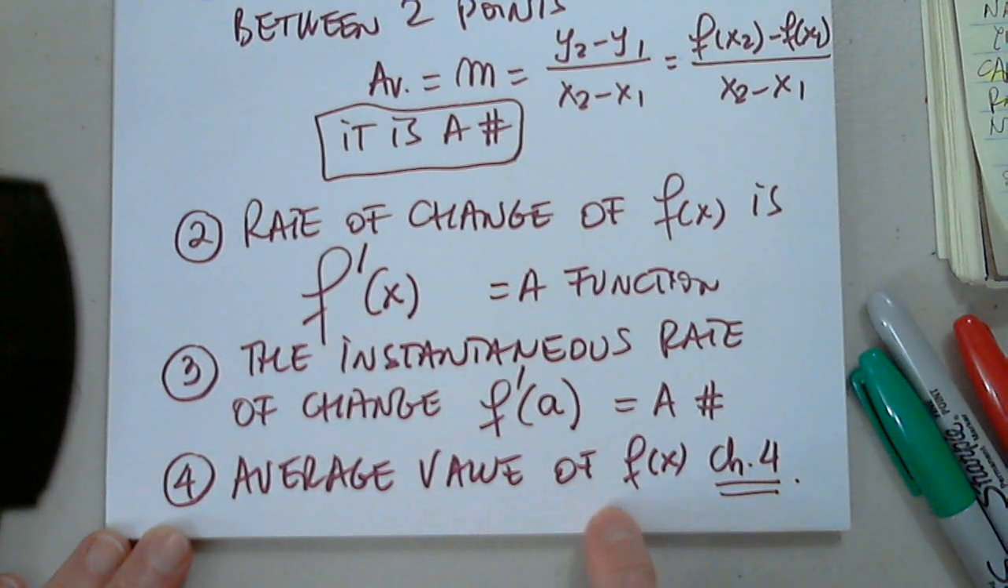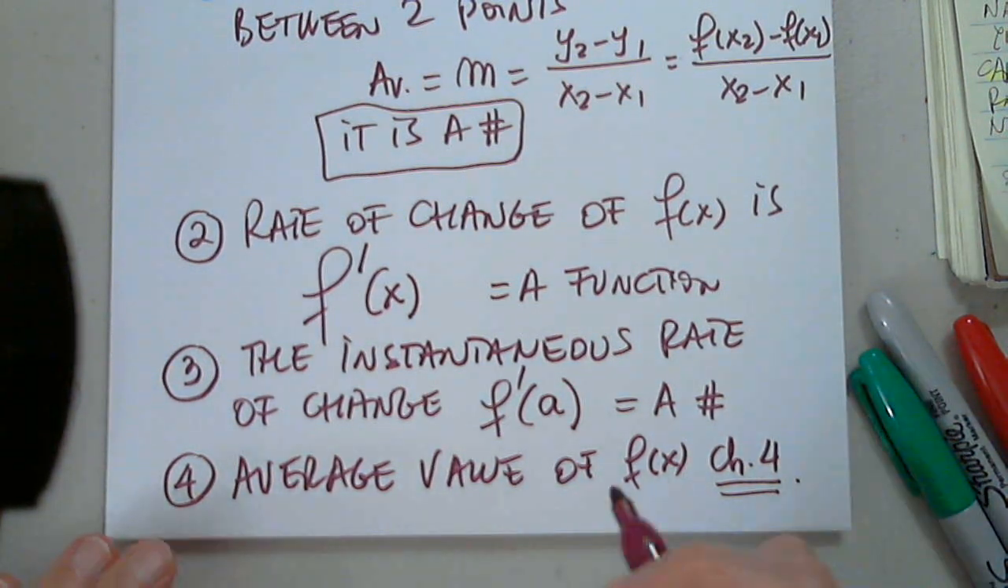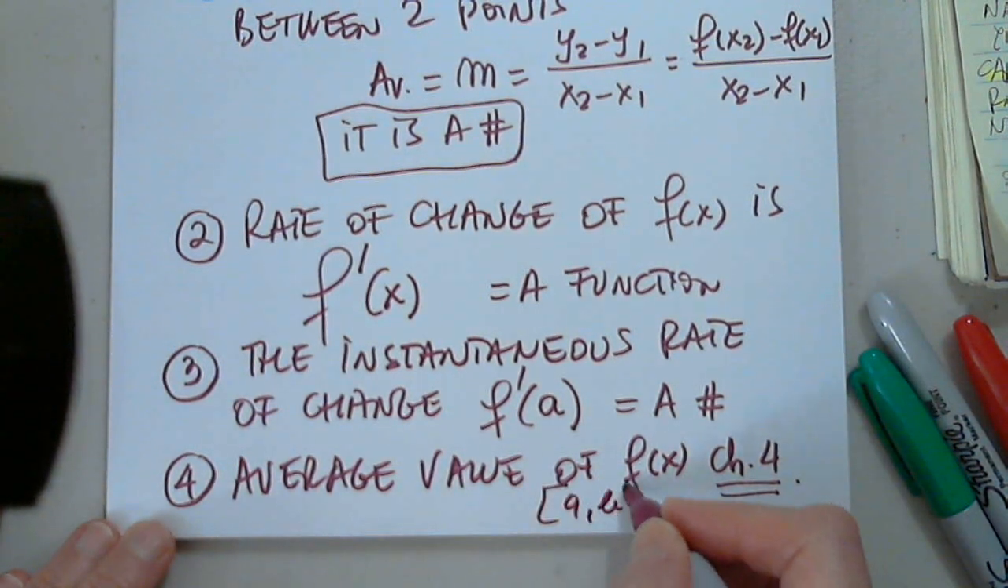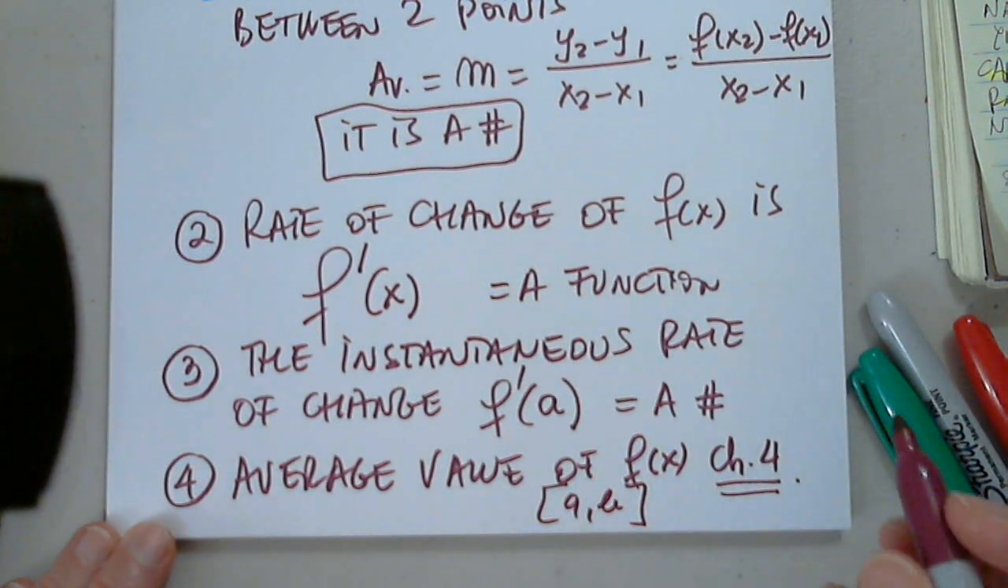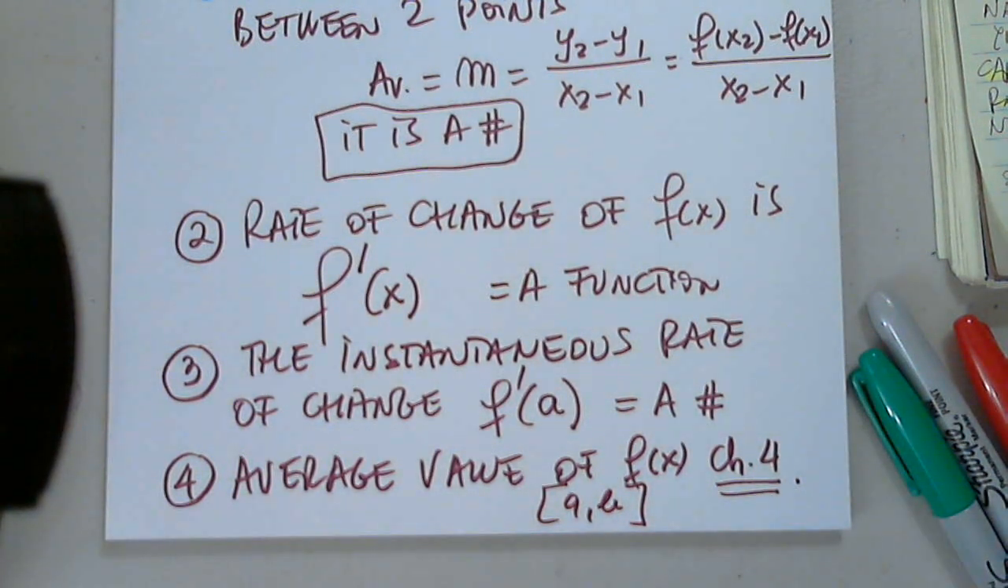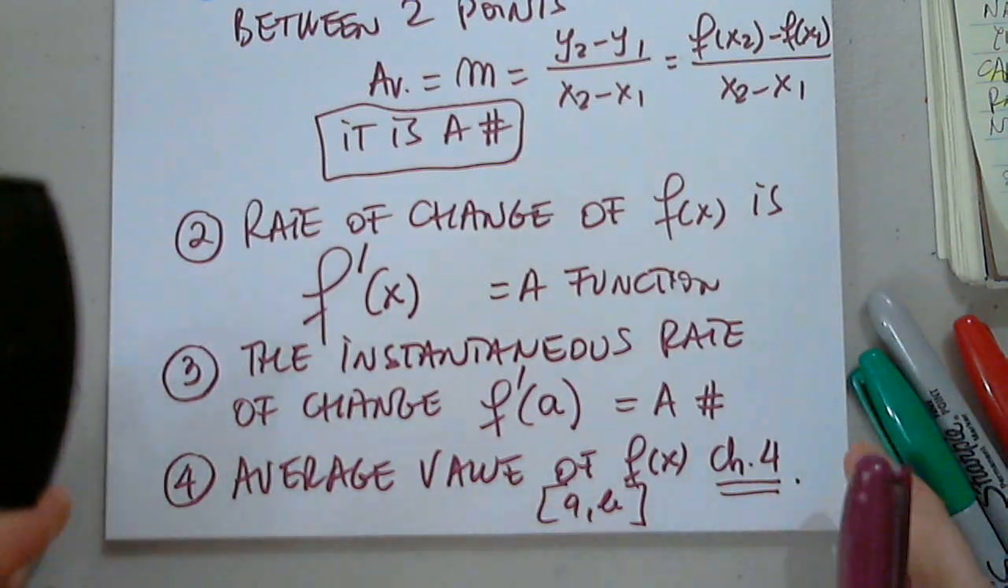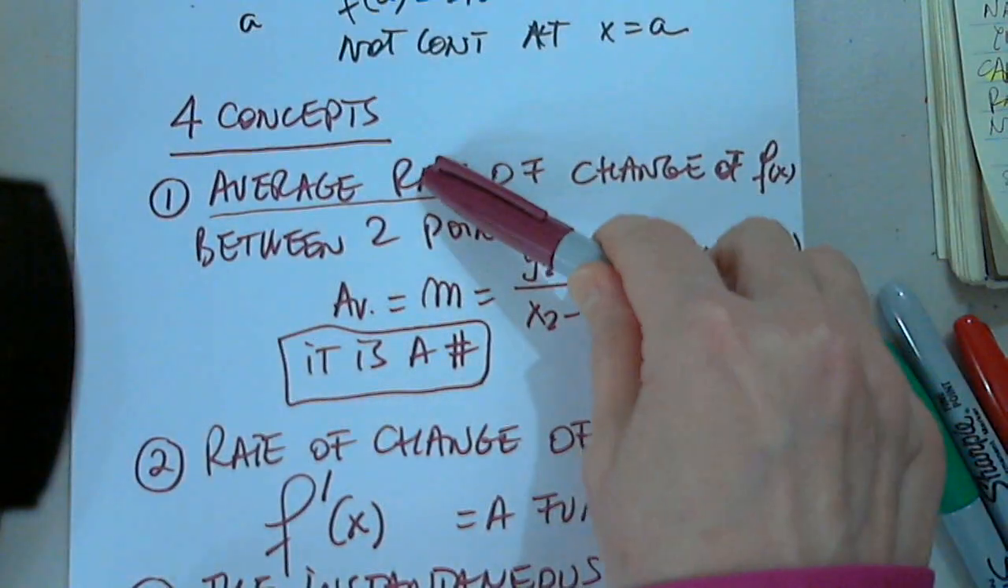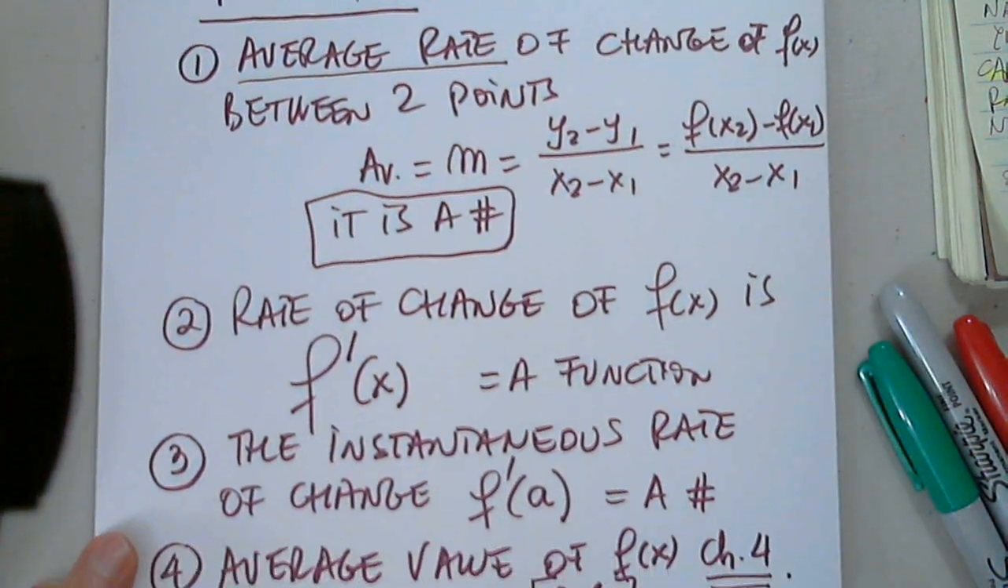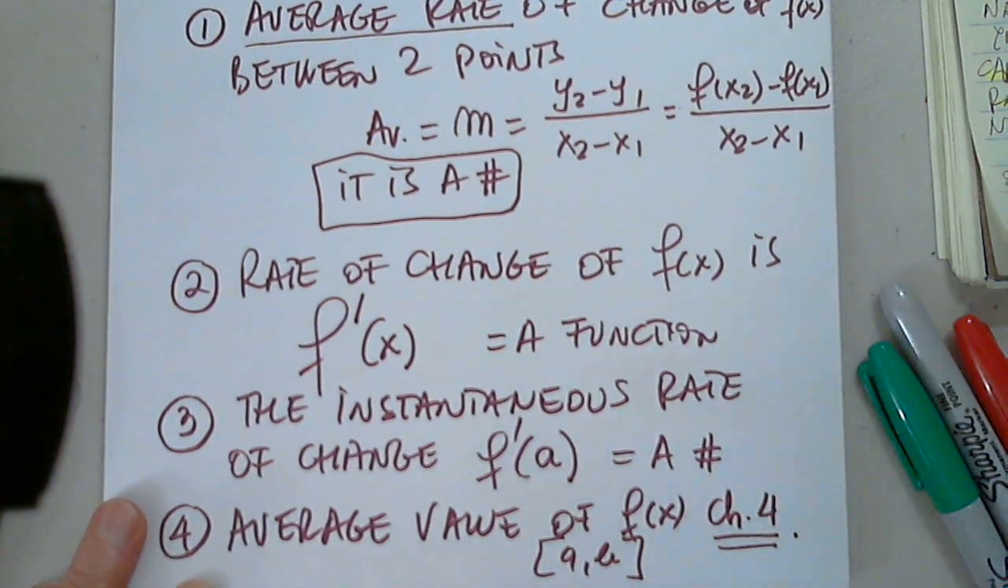The average value of a function on an interval, I will write it a comma b with brackets. We have to wait for this concept till chapter 4. So please don't confuse the average rate with the rate of change and with the instantaneous rate, and then later on with the average value. Okay.